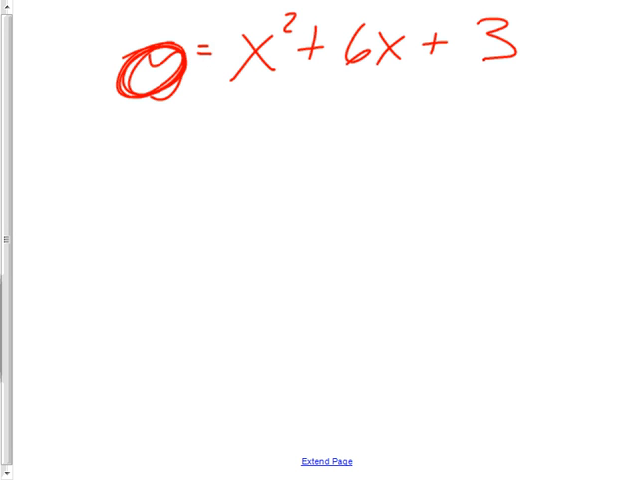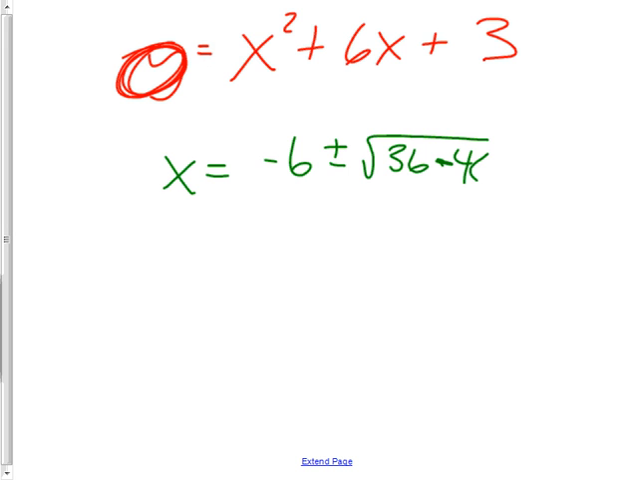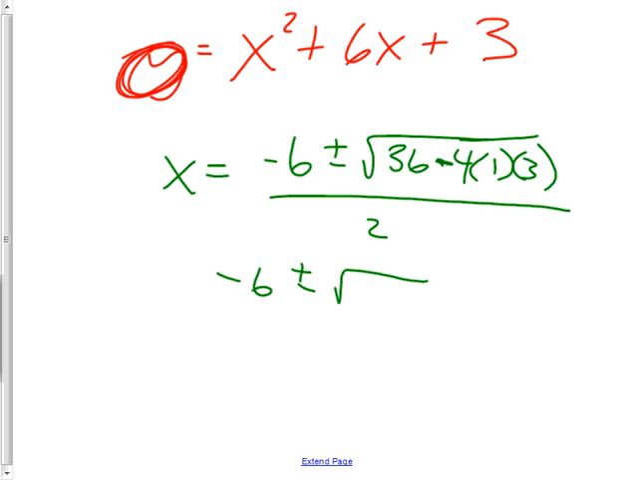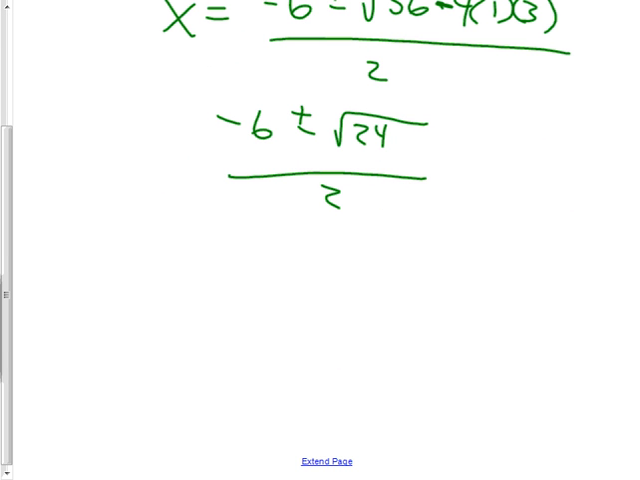All right, so hopefully you did x equals -6 plus or minus the square root of 36 minus 4 times 1 times 3, all over 2 times 1, which is 2. Here we go. -6 plus or minus the square root of 36 minus 12, which is 24, all over 2. Now, if you used a calculator to get it, you'll get a decimal, and you just do it once with plus and once with minus.